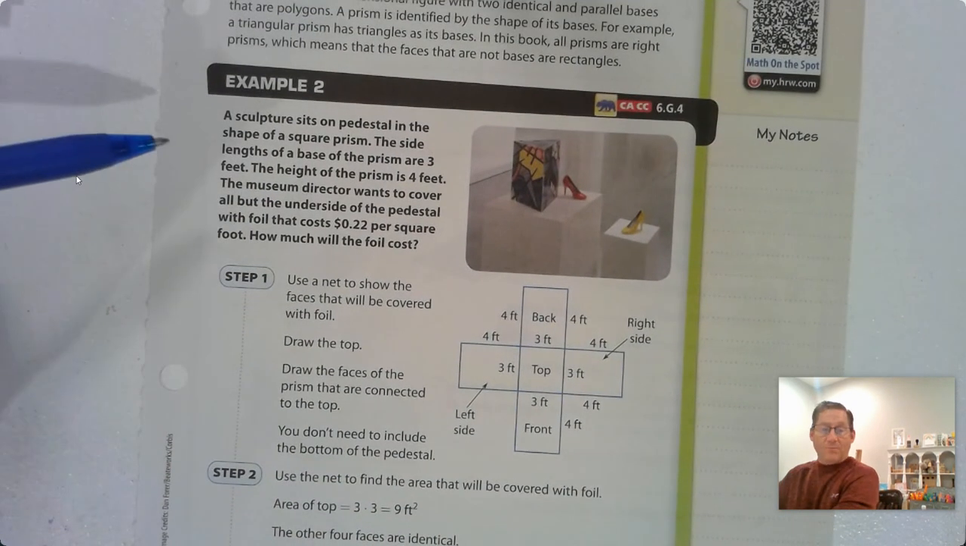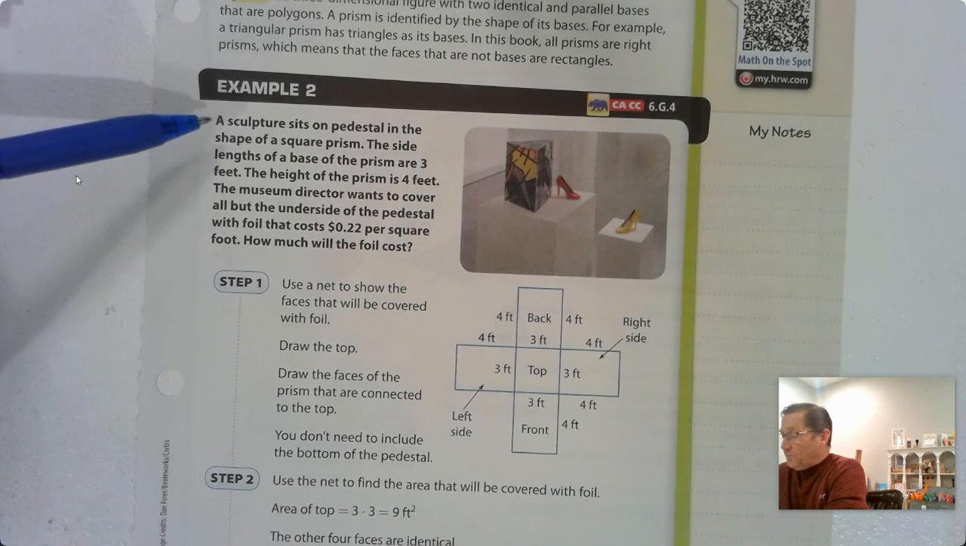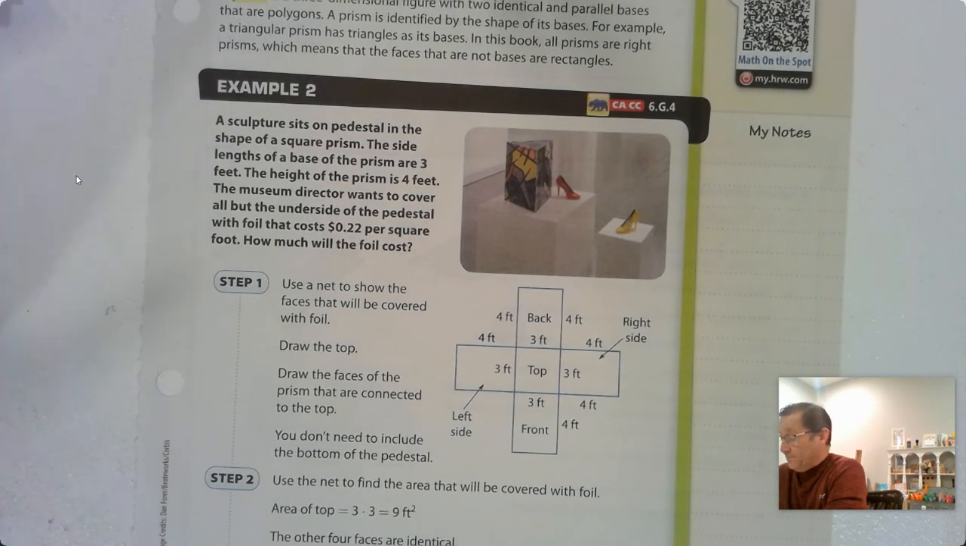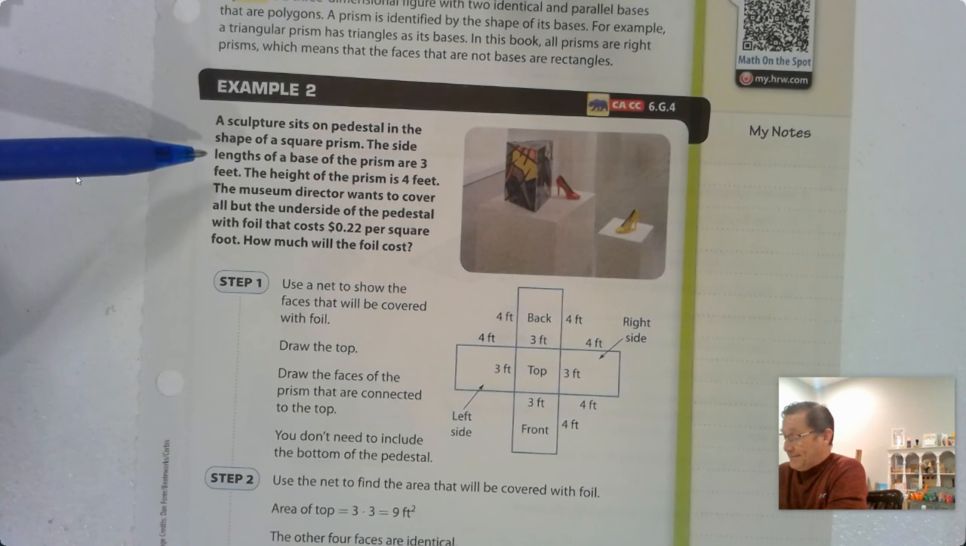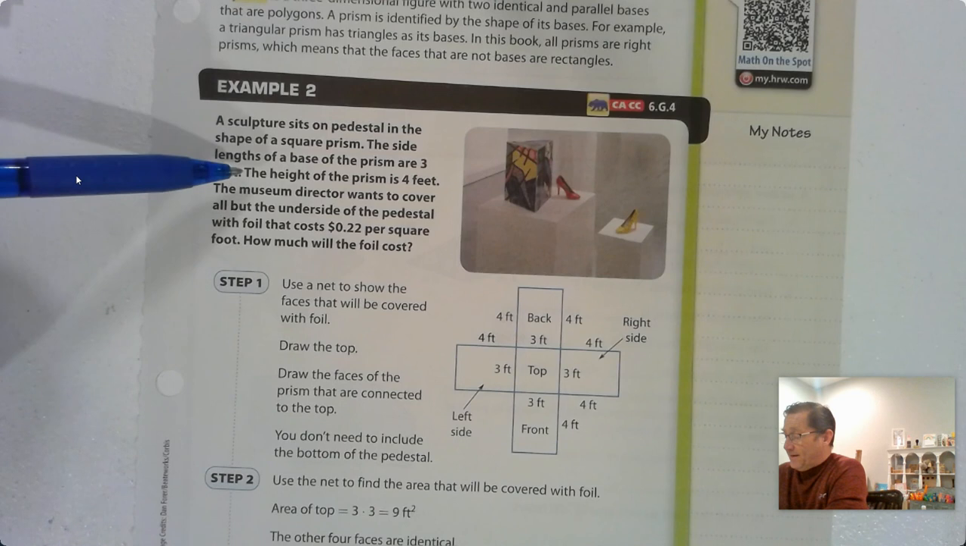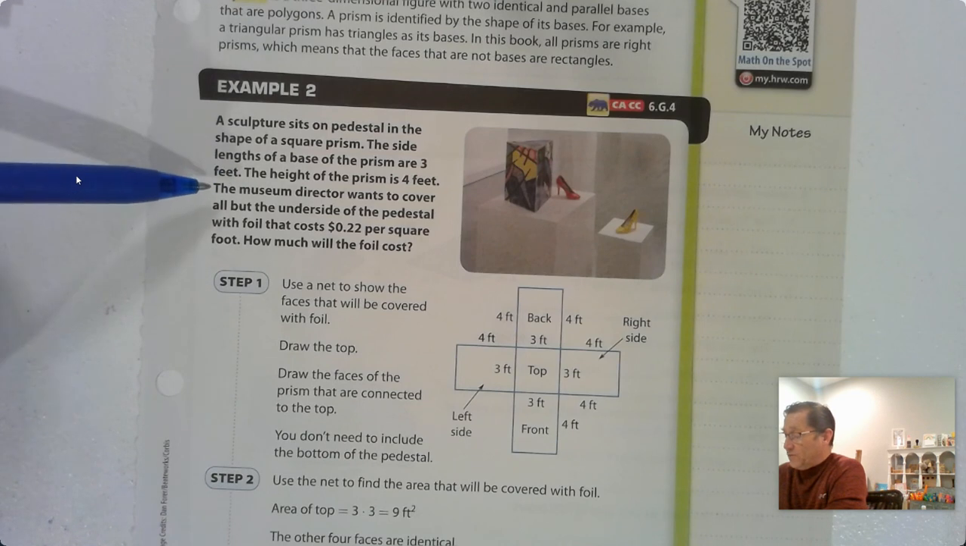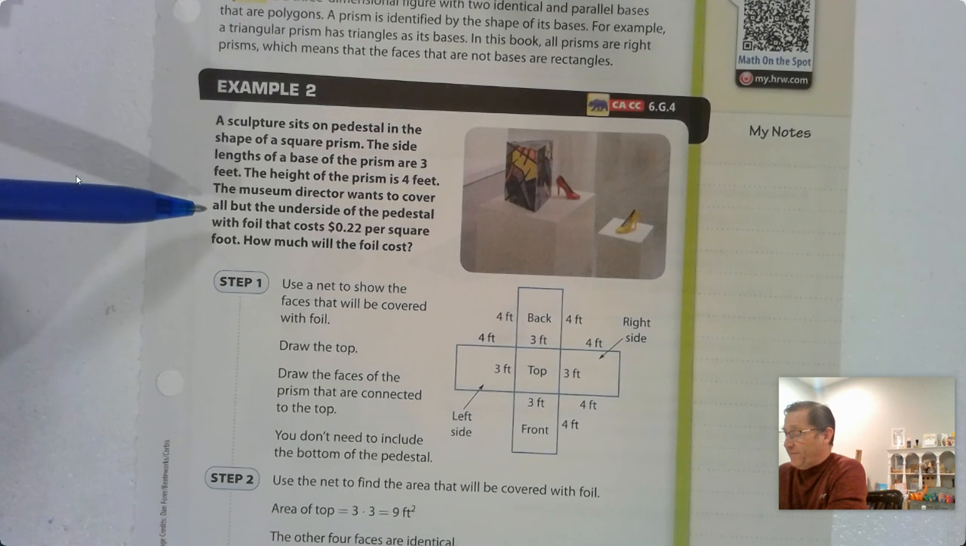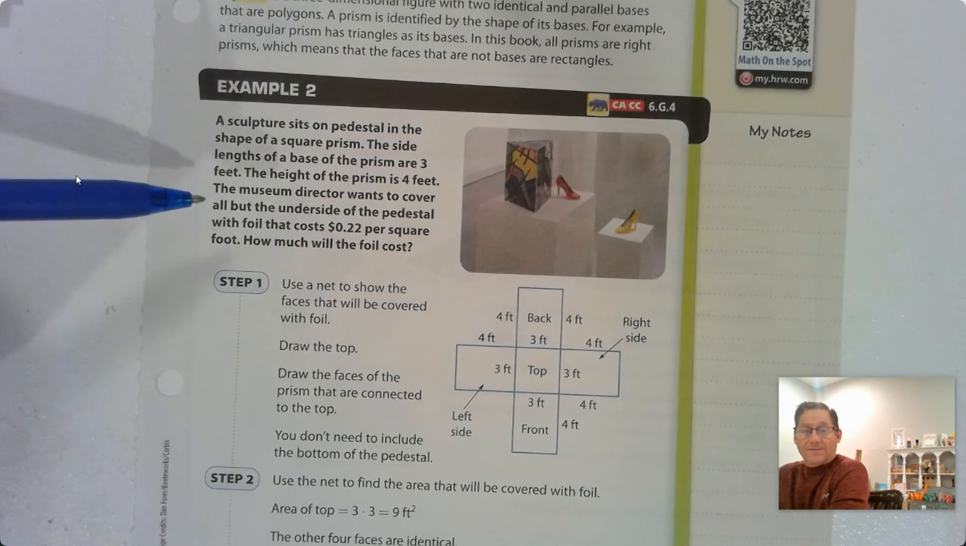All right, so example 2. A sculpture sits on a pedestal in the shape of a square prism. The side lengths of a base of the prism are 3 feet. The height of the prism is 4 feet. The museum director wants to cover all but the underside of the pedestal with foil that costs 22 cents per square foot. How much will the foil cost?